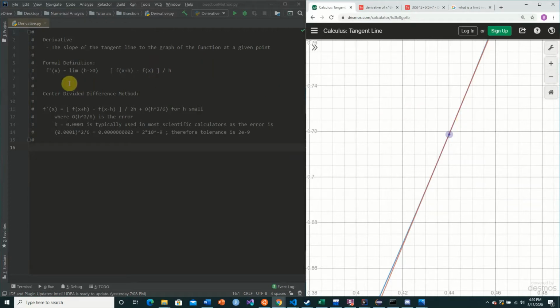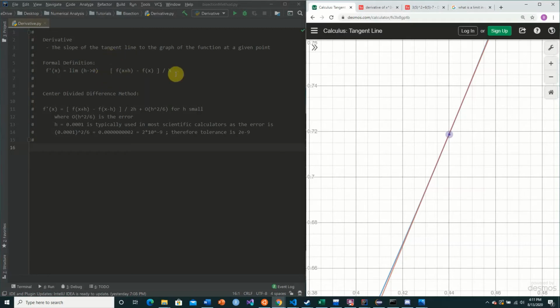The formal definition of a derivative is the following. f prime, which is the notation for a derivative, is equal to the limit as h approaches 0 of f of x plus h minus f of x, divided by h. What the limit simply means is, h starts off as a big number and approaches 0. As h gets extremely small and we feed it into this function, we will actually have the slope of our tangent line, or the derivative.